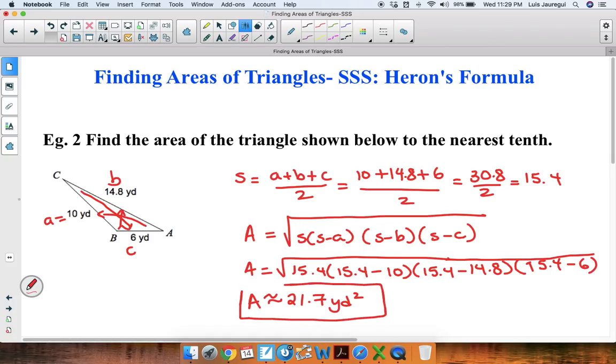In this video we have found areas of triangles once we're given the measures of all three sides, and we have done that through the use of Heron's formula. So thank you for watching and have a wonderful day.